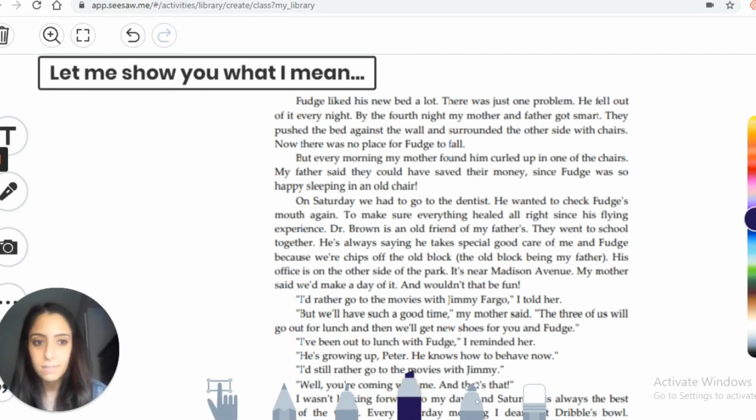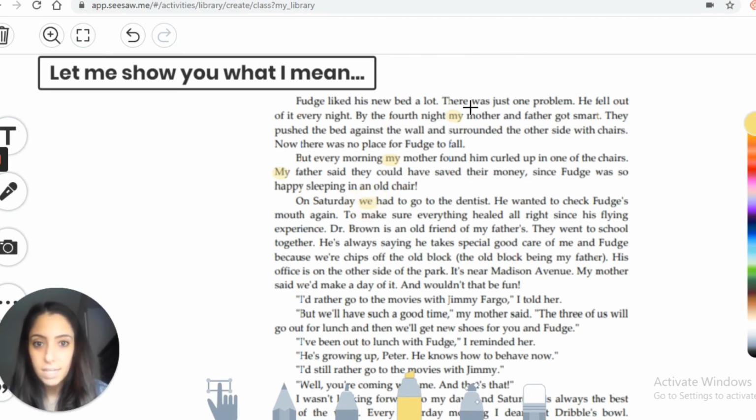We're going to pause there. I'm going to go back and highlight some keywords. Fudge likes his new bed a lot. He fell out of it the fourth night. My mother and father got smart. They pushed the bed against the wall. Now there was no place for it. Every morning, my mother, my father, we had to go to the dentist, right?